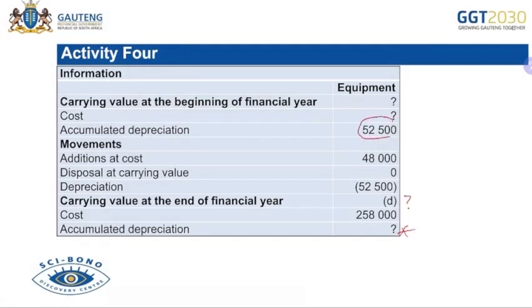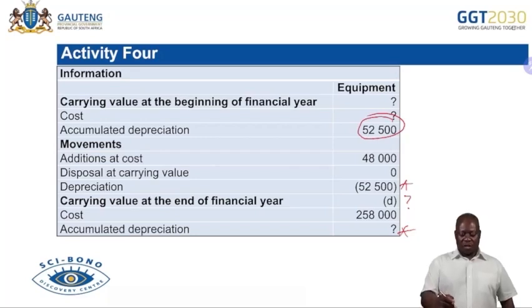So we are taking the accumulated when we started, which was 52,500. Because there is no disposal, the only other item that is going to affect it is our depreciation, which is 52,500.